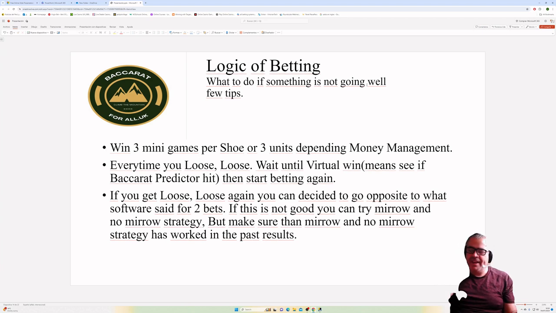So basically, at the very end of the shoe, or sometimes in the middle, you will start winning three and losing one, winning three and losing one. While you have these ten losses in a row, you will not be betting. You understand? Because after two losses in a row, you stop betting until you get the win, and then the wins are catching up the losses.